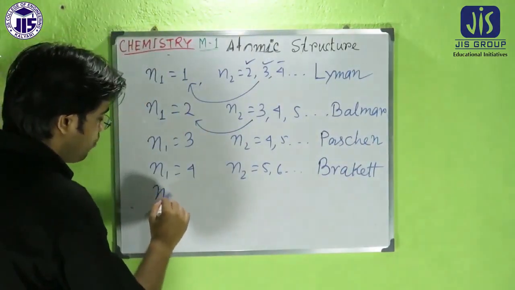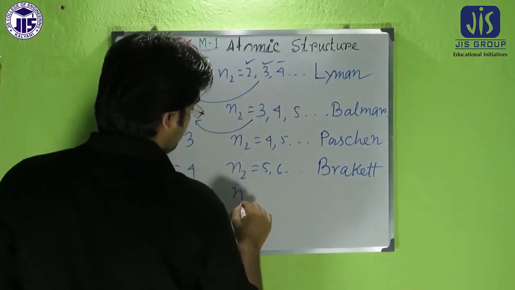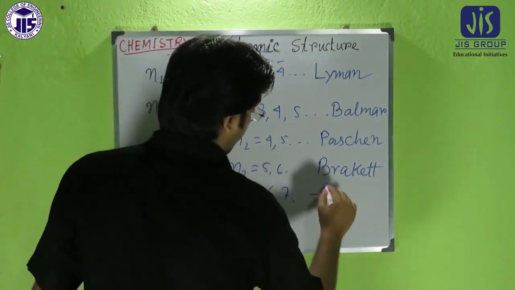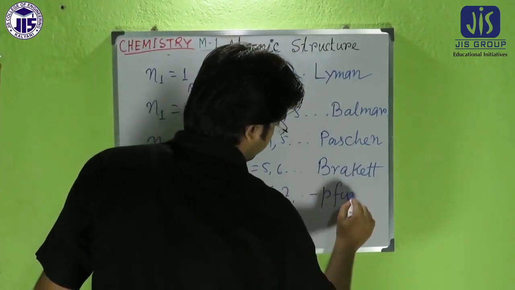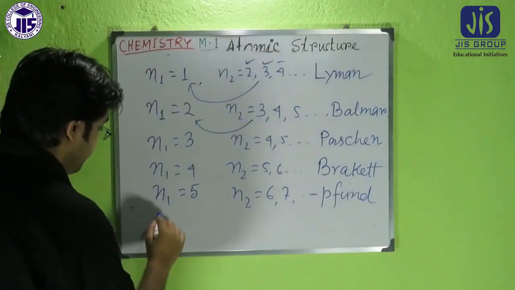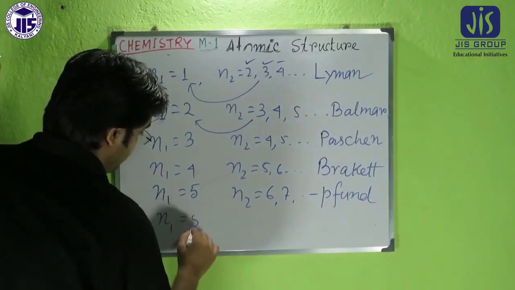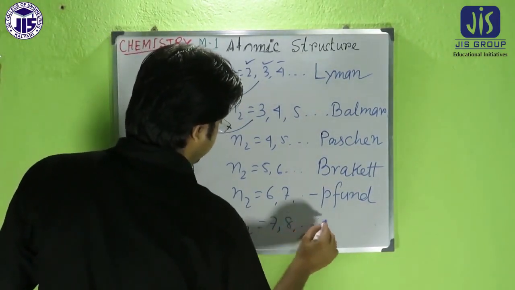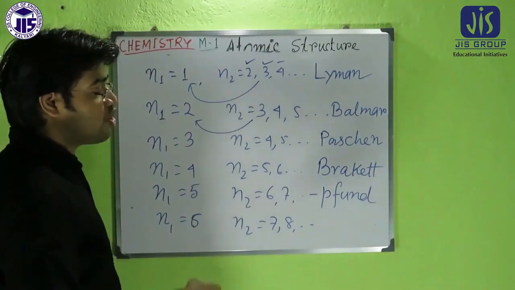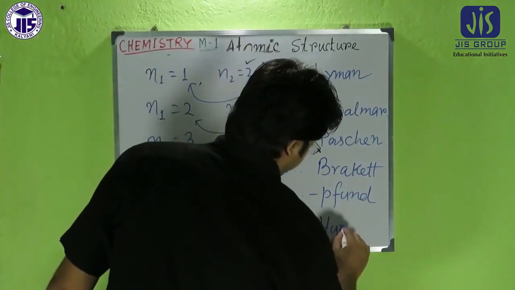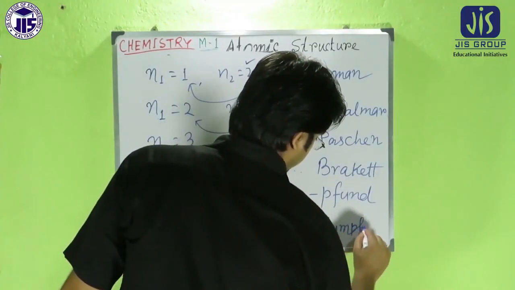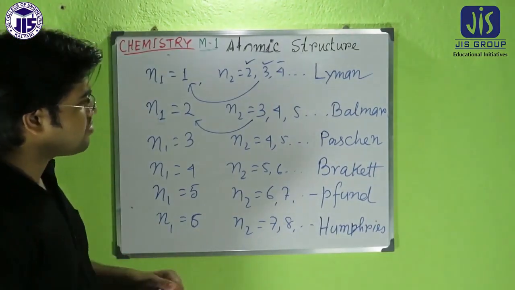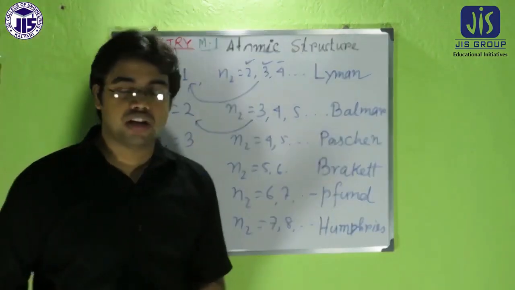Then if n1 equals 5 and n2 equals 6, 7, etc., it is called the Pfund series. If n1 equals 6 and n2 equals 7, 8, etc., then the series is called Humphreys. So that is the table which you have to keep in mind, because there may be some questions on it.